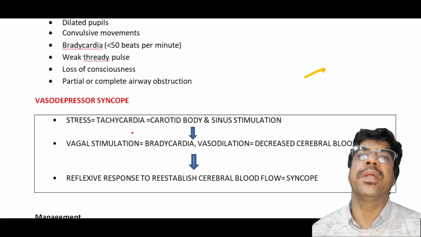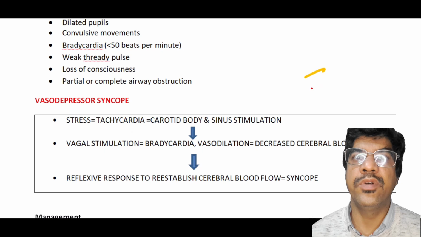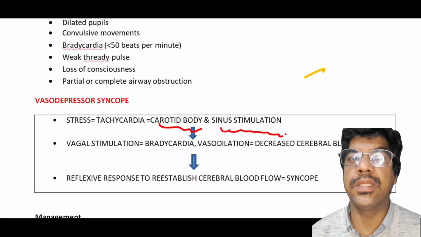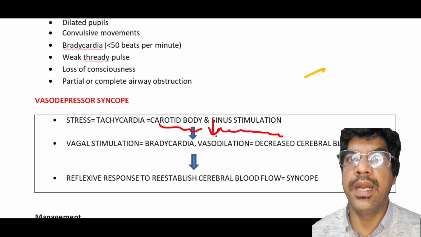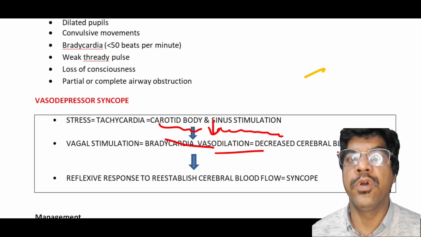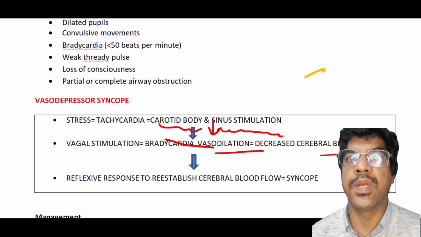In the vasodepressor syncope, the stress would lead to tachycardia, so that would stimulate the carotid body and the carotid sinus. So the vagal stimulation then causes bradycardia and vasodilation, so that results in decreased blood flow to the cerebral region, and that would cause cerebral syncope.